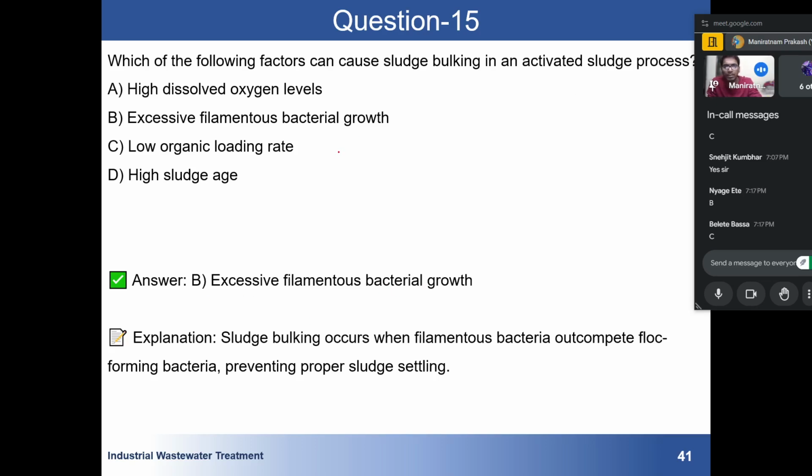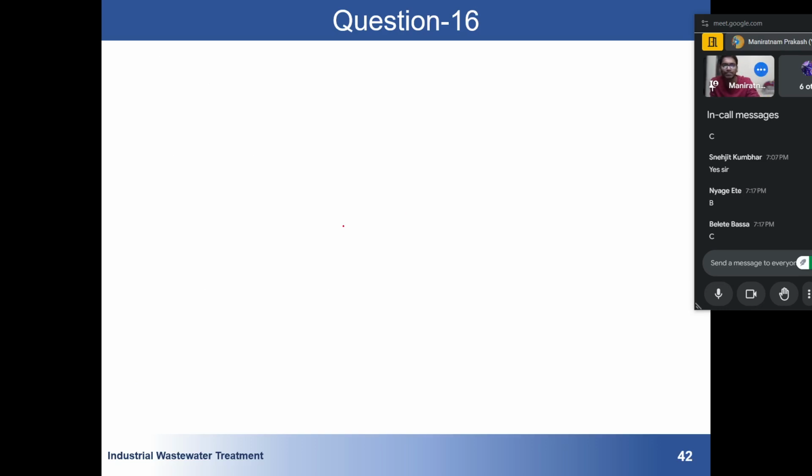Whenever we talk about bulking, it means too much sludge is there in your system. That will be only due to something which is growing in excess. And if someone is saying low organic loading rate, then yes, sorry, it's okay, of course. The sludge bulking occurs when filamentous bacteria outcompete the flocculating bacteria, preventing proper sludge settling. So this was a very simple question.